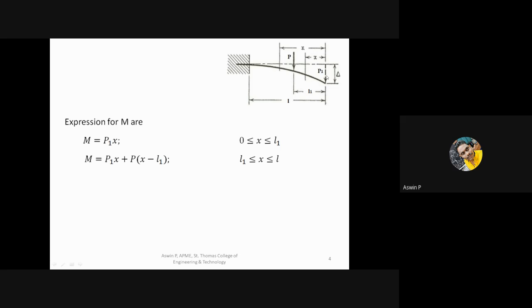So when the value is increasing from 0 to L1, that is, x is greater than or equal to 0 and less than or equal to L1, in such a case we can have the relation as M is equal to P1 into x.